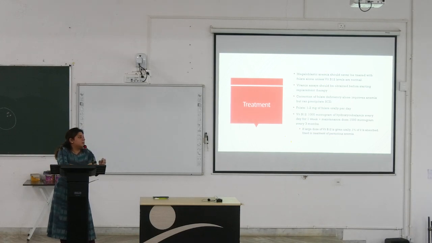Many people may be tempted because folate can be given orally and vitamin B12 is usually given parenterally. So a patient will prefer folic acid, thinking they'll be sorted, but that doesn't happen. He'll present with neurological deficits.